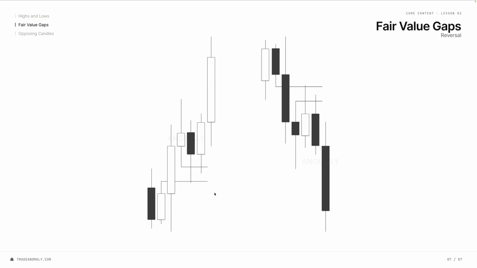So when price trades into our fair value gap, what do we want to see? Essentially the same thing, right? We want to see price respect this fair value gap. We don't want to see it be closed through. Ideally, we want to see it wicked. We want that reversal confirmation. Then we want to trade the continuation away from our key level.